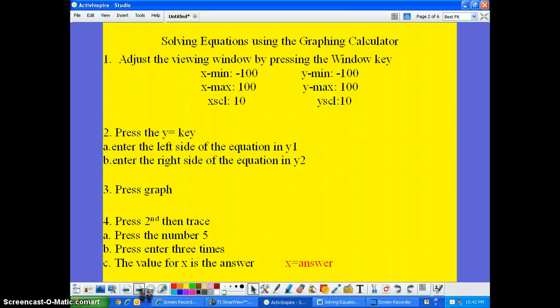There you will see the two lines intersecting on your graphing screen. Next, you will press the second trace keys. After you do that, press the number 5 and then press enter 3 times. The value that you have for x is your answer.